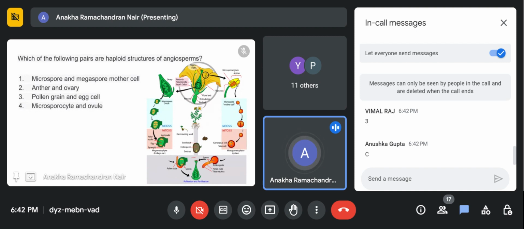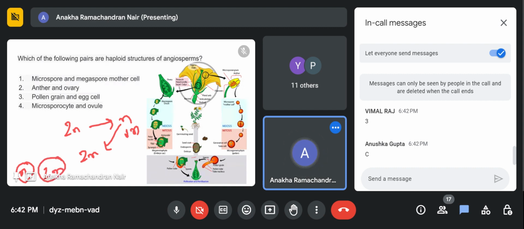So anther and ovary, even though they are the reproductive organs, they have 2n number of DNA. And the cells within the anther and the ovary will be converted to pollen grains and egg cells, which will be n in number. And the pollen grain and egg cell will fuse together to form the zygote, which will again be 2n. So the correct answer, that is haploid. Haploid is cells which have one set of DNA, and diploids are cells which have two sets of the DNA.